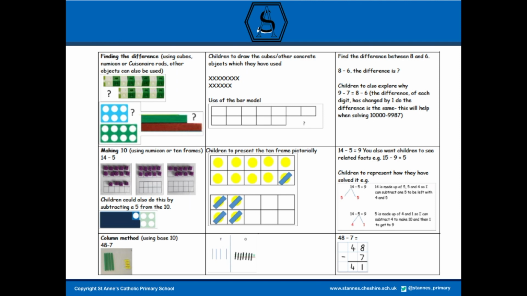We start with using base 10, so we have 48, take away 7. We physically make 48, and then we physically take 7 away. Then onto the pictorial: 48, then we cross off 7 ones. And then the abstract: 48, take away 7, we take away the ones, 8 take away 7 is 1, 4 take away nothing is 4, which makes 41.